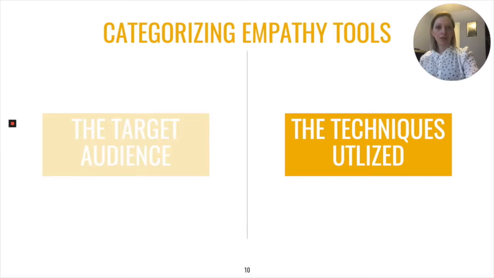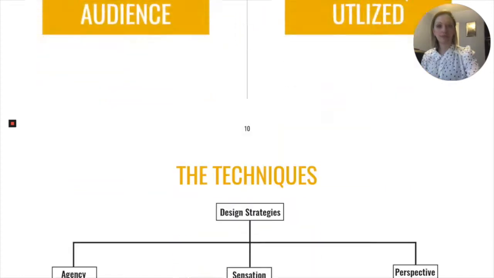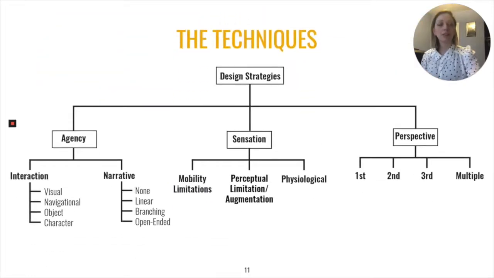Next, I will discuss the different techniques utilized by the tools in our corpus. Based on our analysis, tools will select a primary design strategy and then supplement the primary strategy with others to a lesser extent. We observed design strategies grouped into three major dimensions. 1, the amount of agency the tools allow. 2, the type of sensations that are experienced, and 3, the user's perspective while using the tool. I will discuss each of these design strategies and provide a few brief examples.